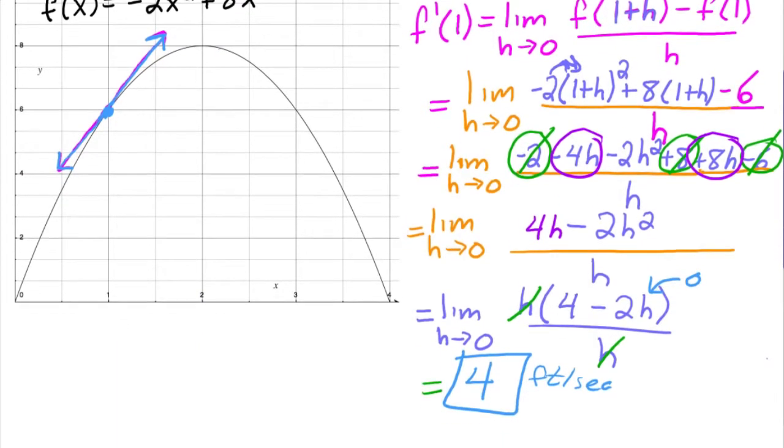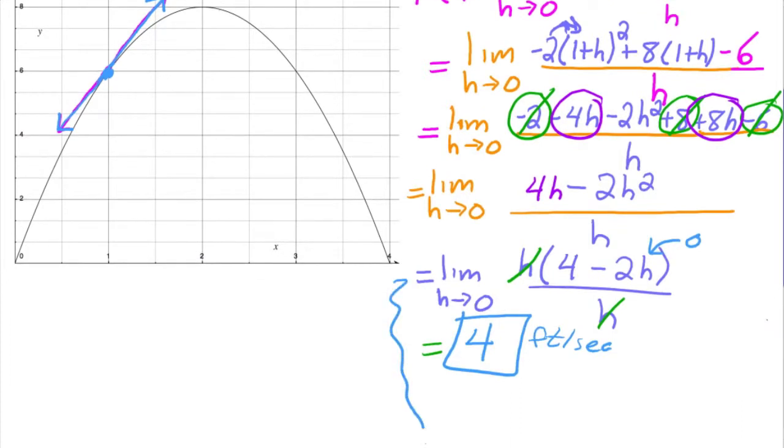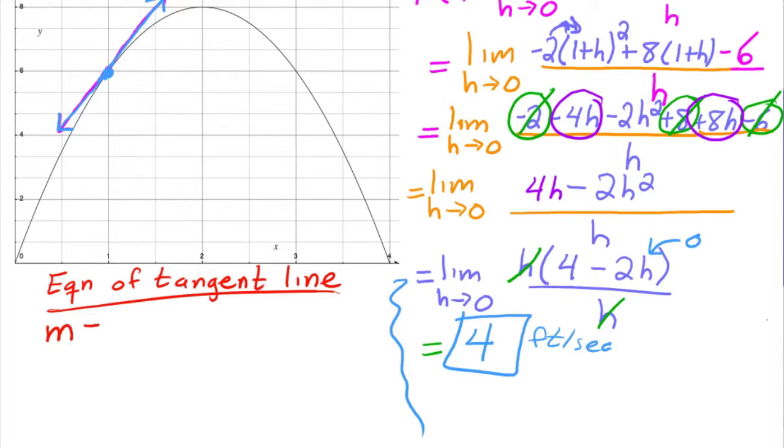Okay, now let's find the equation of the tangent line. So let's say if we're looking for the equation of the tangent line, we've got the slope already. We just found it. The slope is going to equal 4.